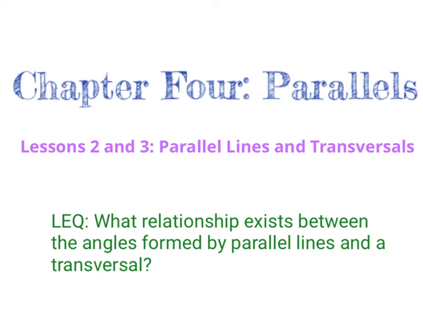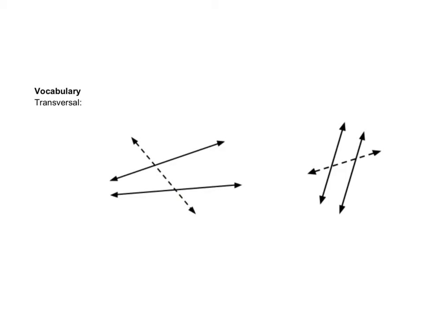Welcome to the Chapter 4 video about Lessons 2 and 3, Parallel Lines and Transversals. By the end of this lesson, we should be able to name the relationship that exists between the angles formed by parallel lines and a transversal. Let's start with what a transversal is.